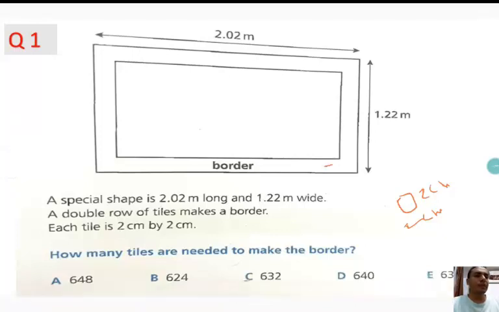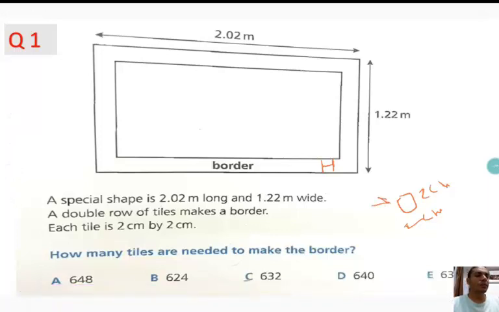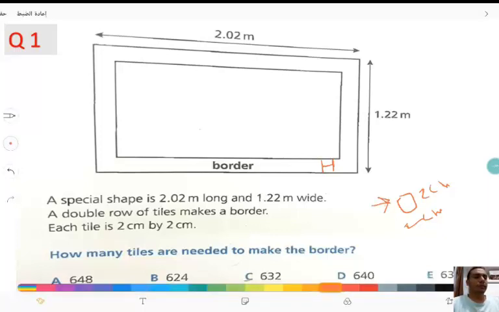That means each section will contain 2 tiles. Each one has an area with a 2 cm side length. Let's carry on. Okay. How many tiles are needed to make the border?